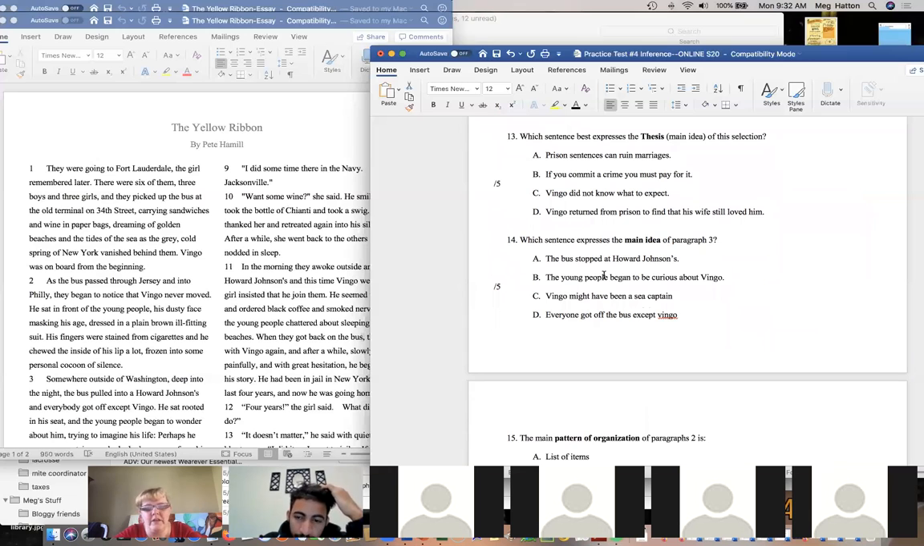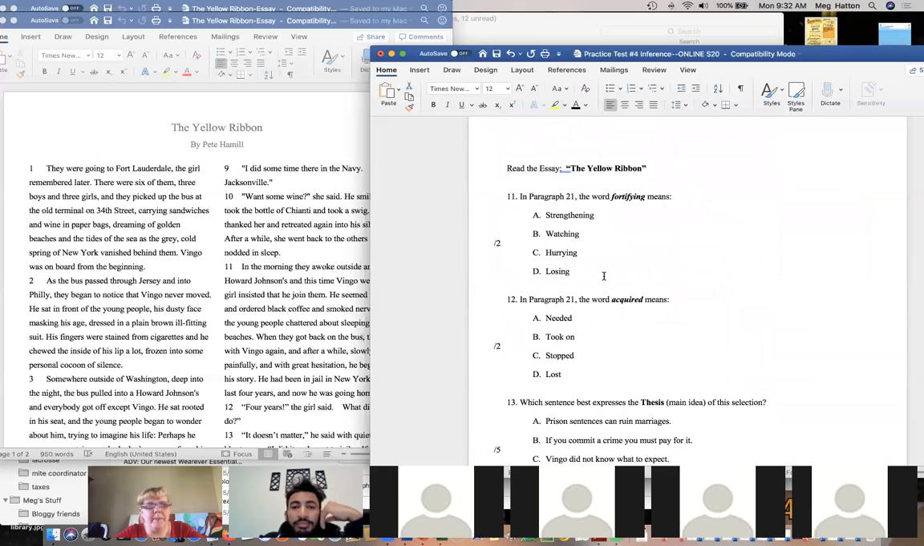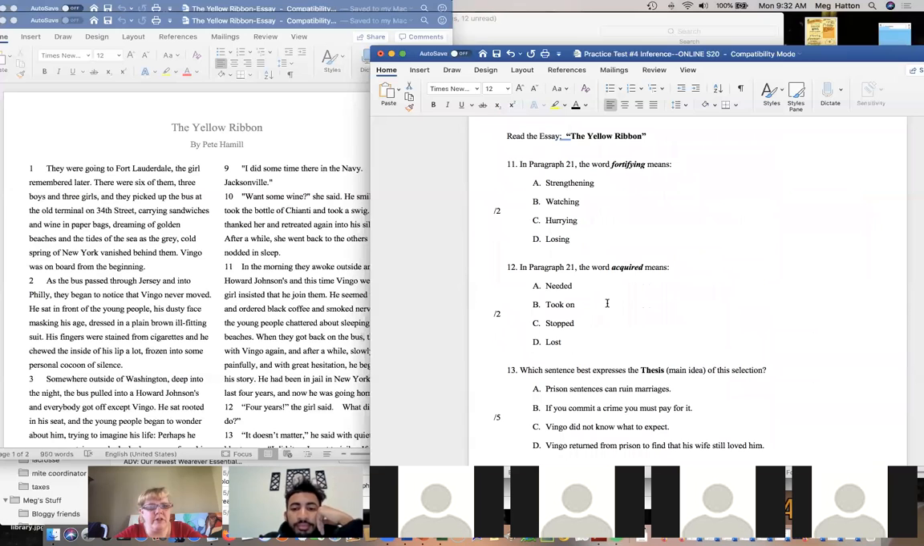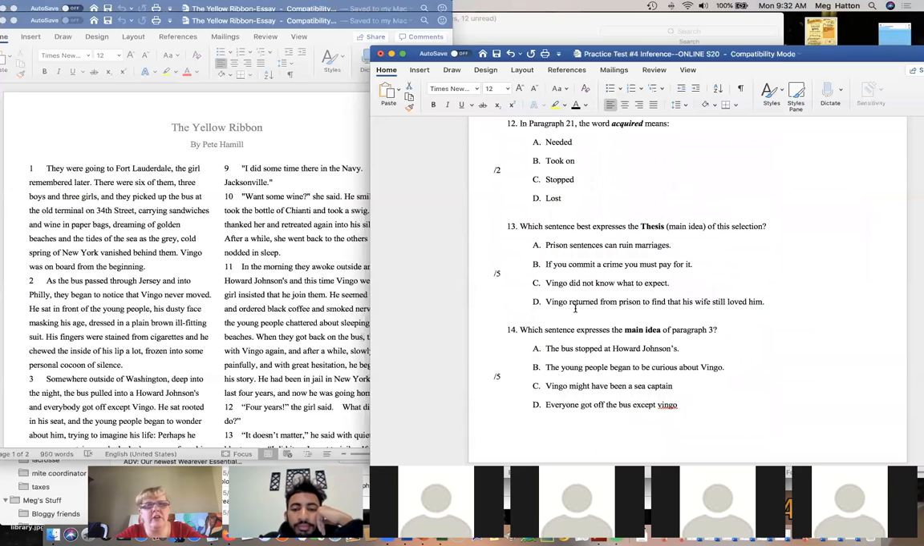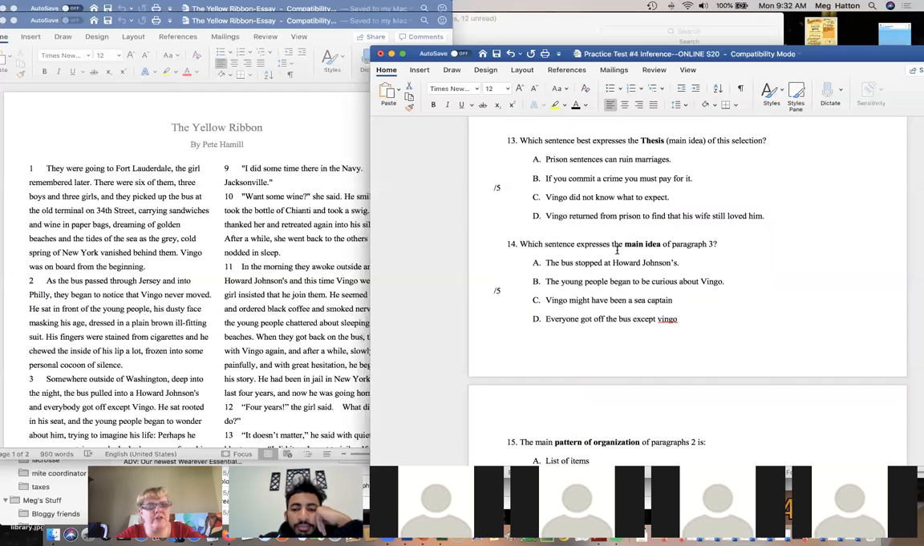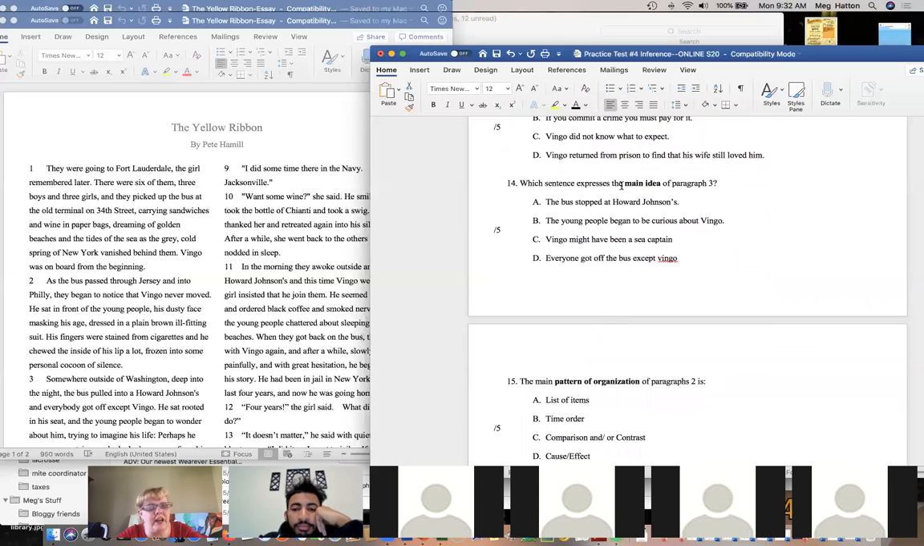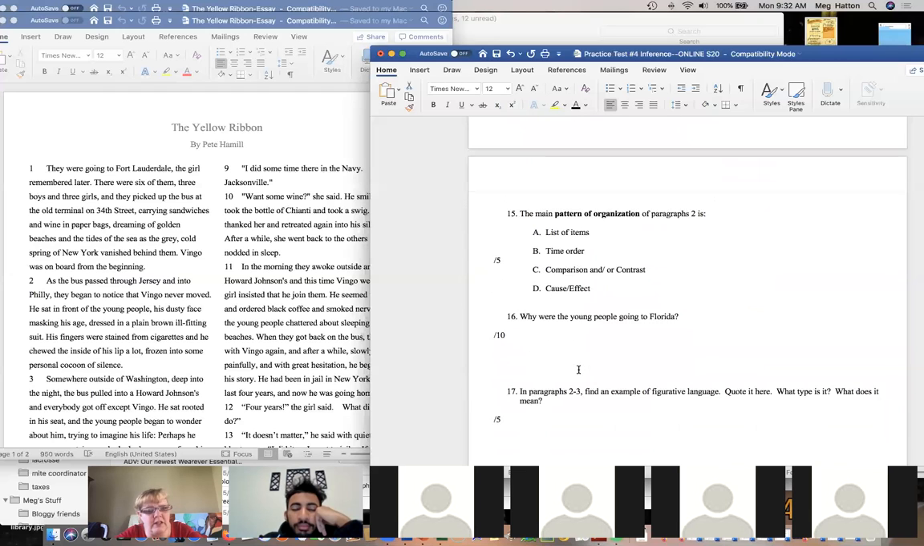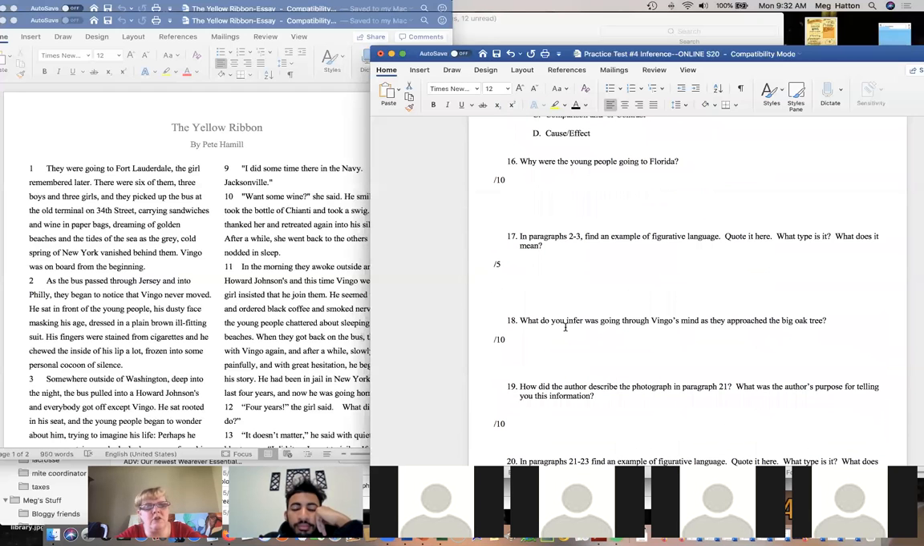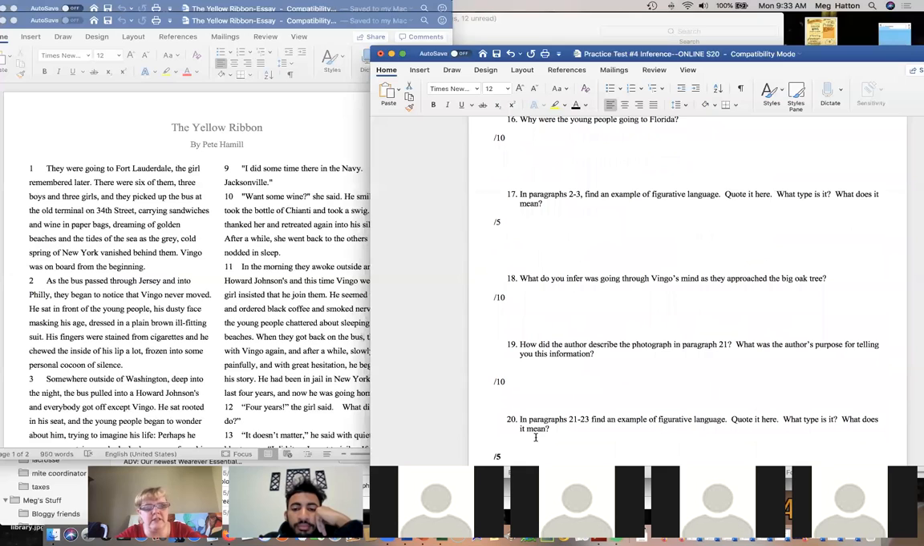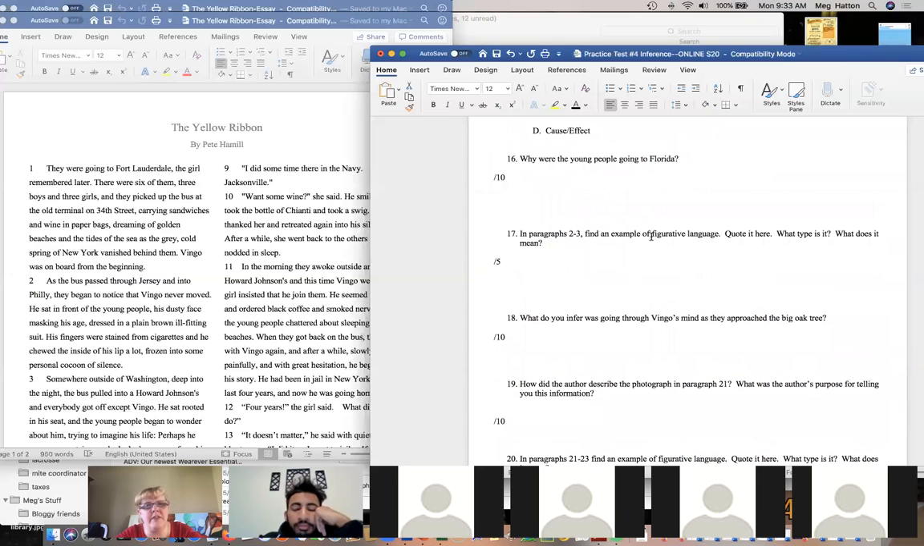So on the yellow ribbon, you're going to have a couple of vocabulary words that you're going to figure out. And then you're going to have to figure out a thesis statement. And then there's going to be a couple of specific paragraphs that you're going to have to look at and do main idea, pattern of organization. And then there are going to be some open-ended questions just like this, okay? And some of them are going to be finding figurative language. Okay?